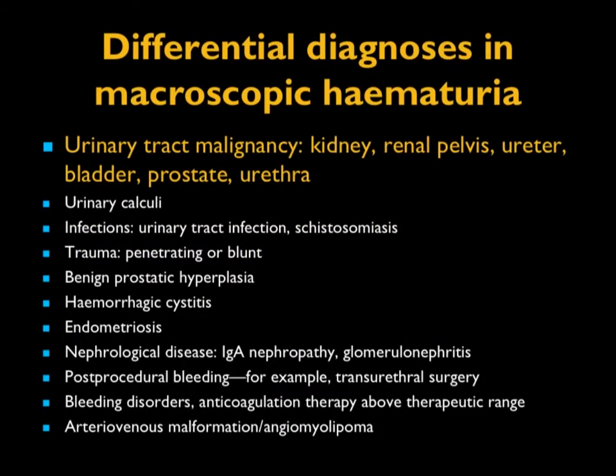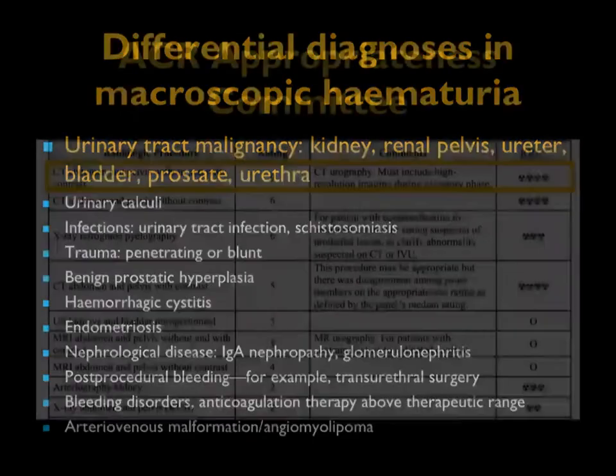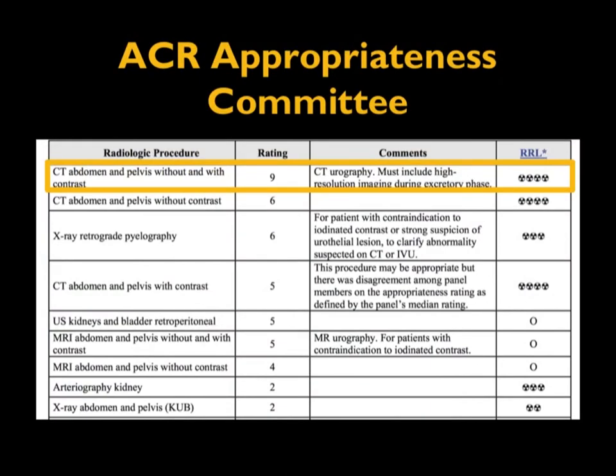Now, when you think about macroscopic hematuria, the big dogs in the room are malignancy. There's obviously many other things, from calculi to infections to hemorrhagic cystitis to bleeding disorders, but when we do the CT scan, unless there's some really good history, like trauma, we're thinking tumor. Now, when you look at the ACR appropriateness committee, CT with and without contrast is a 9. It's the highest rating humanly possible.